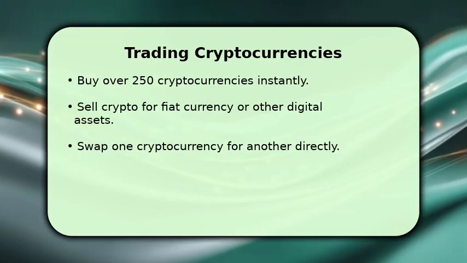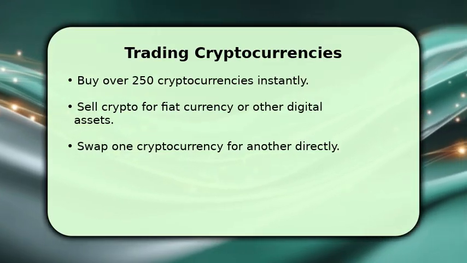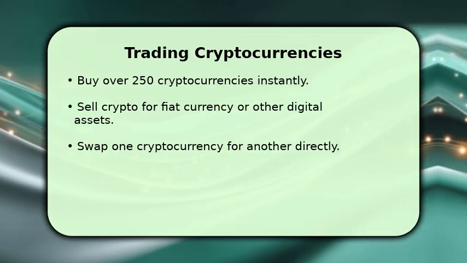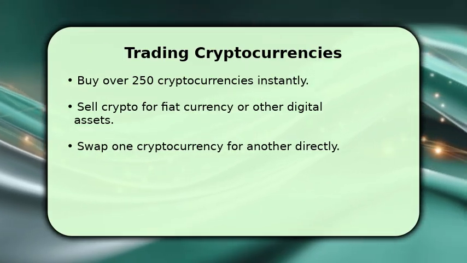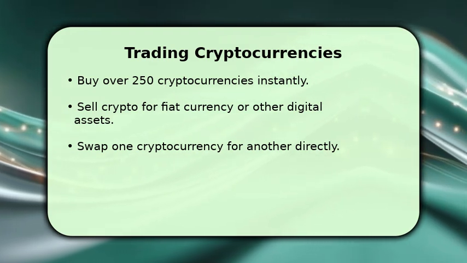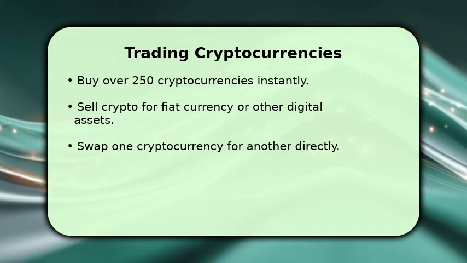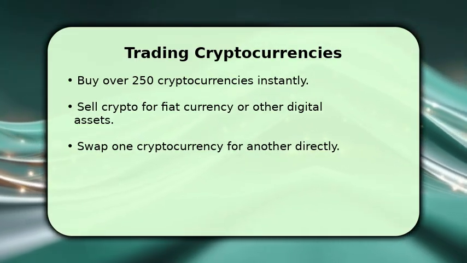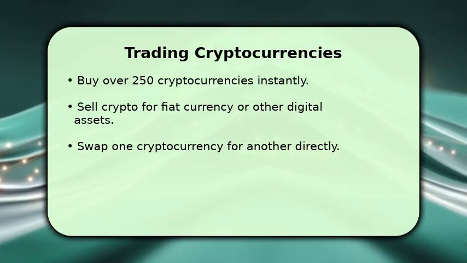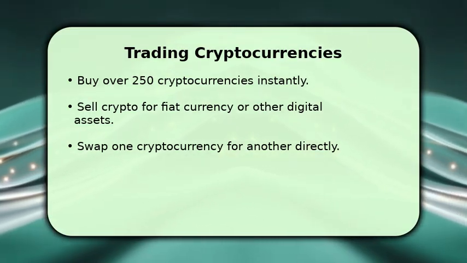With funds in your wallet, you're ready to trade. You can easily buy over 250 different cryptocurrencies instantly using your deposited fiat. Selling crypto is just as simple, allowing you to convert your digital assets back into fiat currency or other cryptocurrencies. The app also lets you swap one crypto for another directly, streamlining your portfolio management.